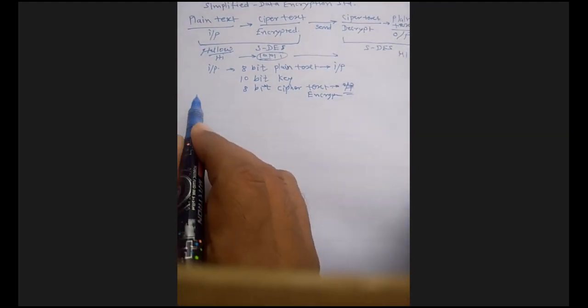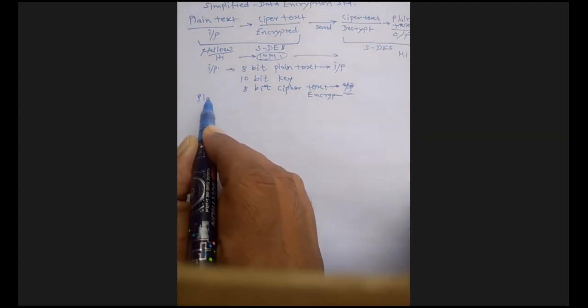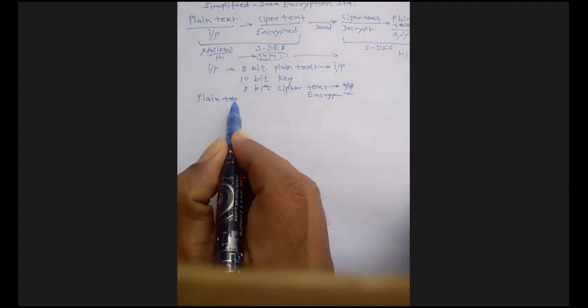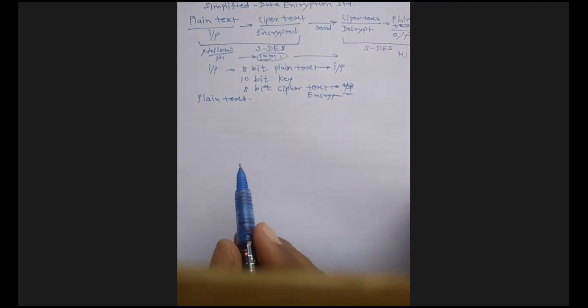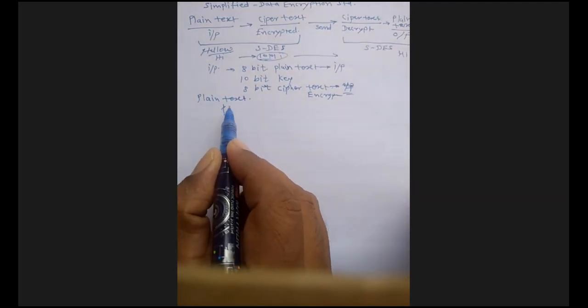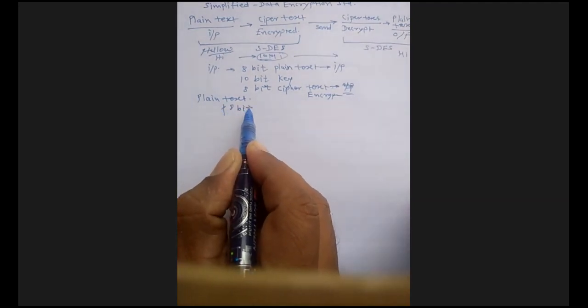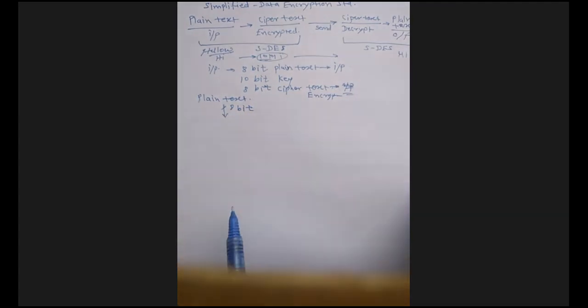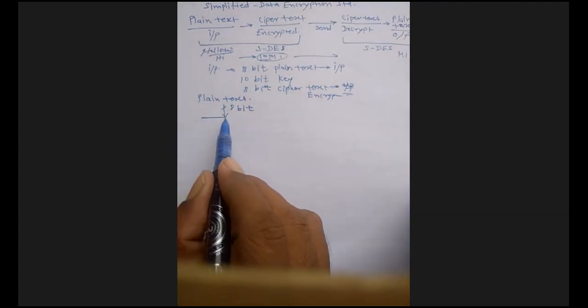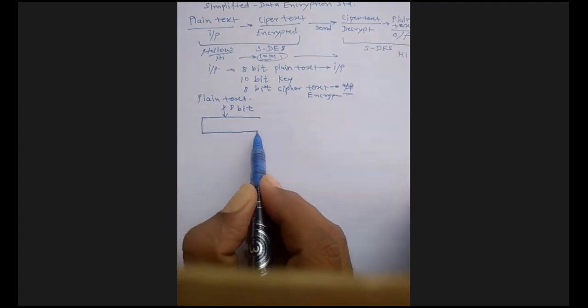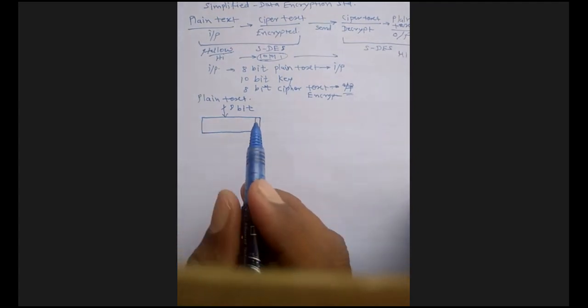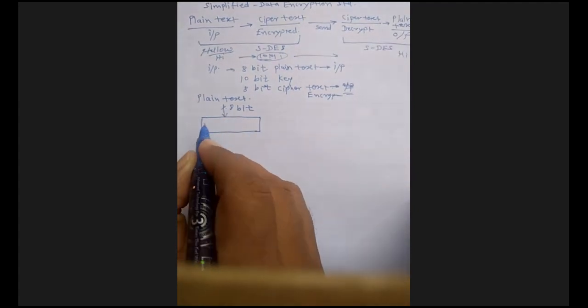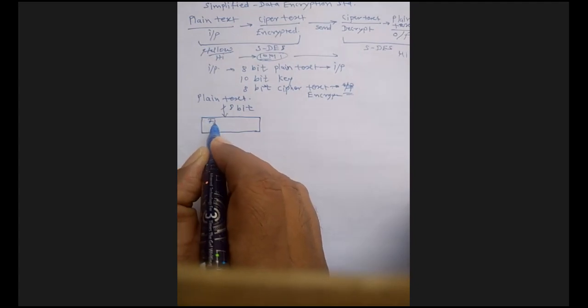So plain text. Suppose I have taken here plain text. This is my 8-bit plain text message that I have taken as an input. Then what they have said is that I have to use the initial permutation.